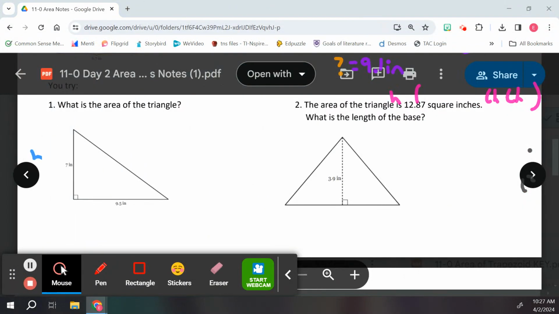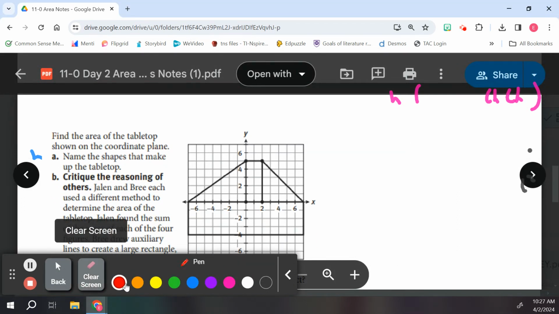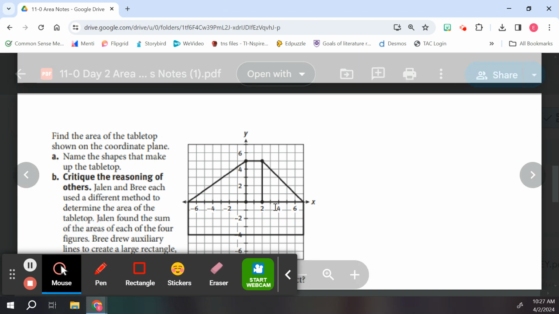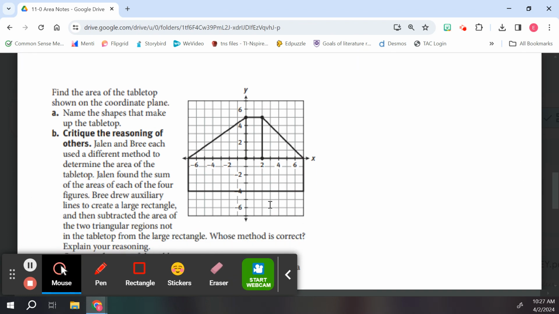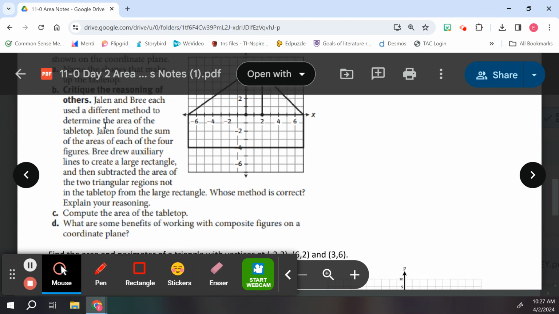All right, moving on to the backside. Oh, goody. Word problems, right? All right, find the area of the tabletop shown on the coordinate plane. Name the shapes that make up the tabletop. Critique and reasoning of others. Jalen and Bree each use a different method to determine the area of the tabletop.